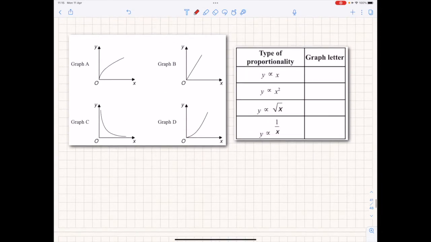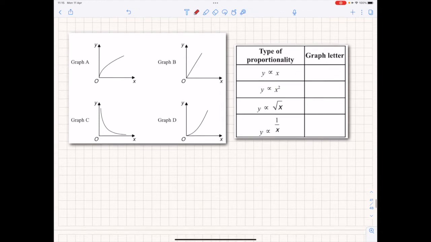Let's now look at this. Okay, so the other style of question you can get asked with direct and inverse proportion is to identify which graph represents which equation here. Now, what we need to understand is what these represent. So this is direct proportion. I'm just going to call that dP for direct proportion. This is also a direct proportion. This is also a direct proportion. And this is actually an inverse proportion.